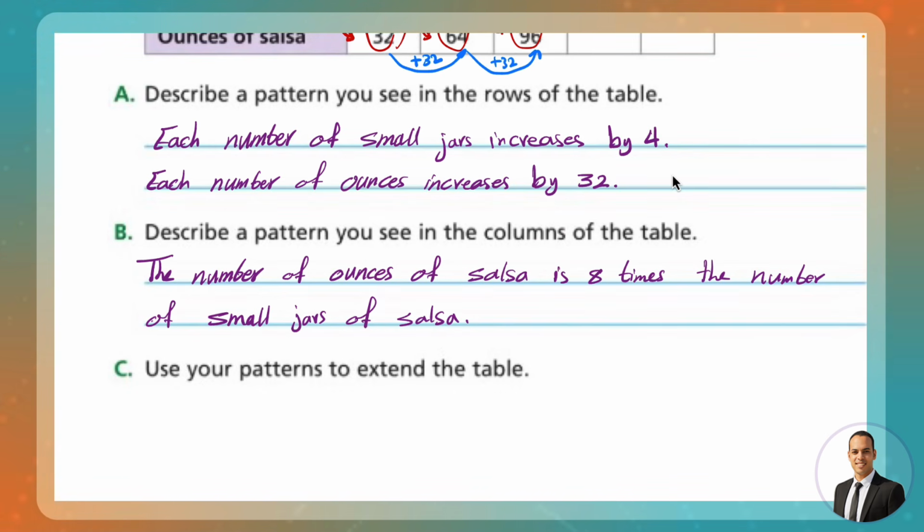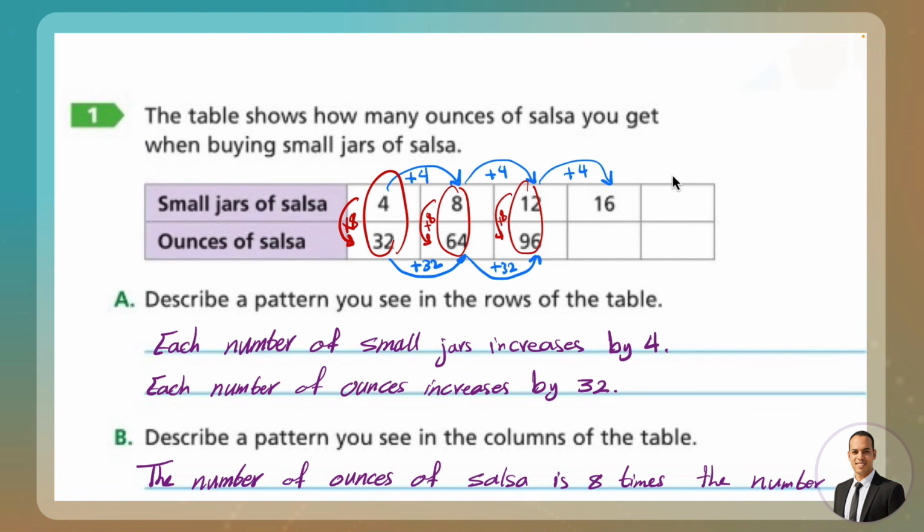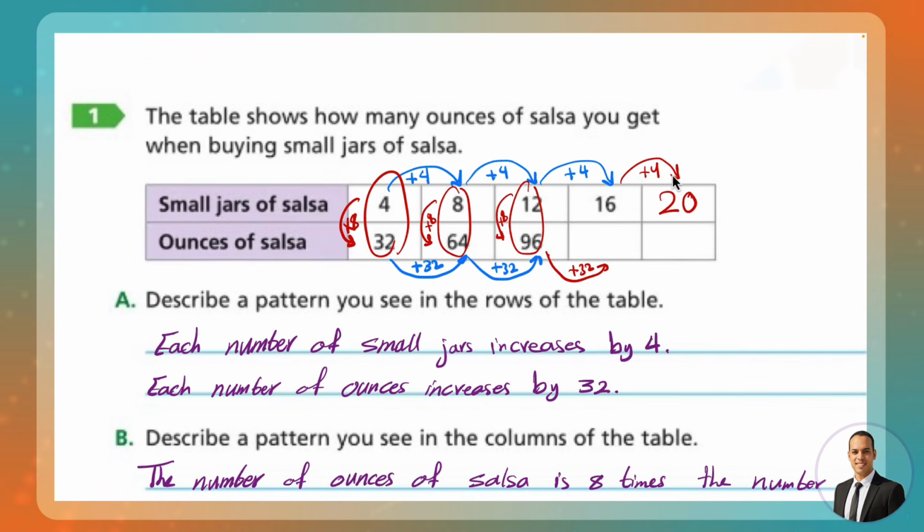Letter C, use your patterns to extend the table. So if you look at the rows here, for the first row, every time we are adding 4. So 4 plus 4 is 8, plus 4 is 12, plus 4 is 16. What about 16 plus 4? That would be 20. For the second row, we are adding 32. So we'll add 32 more to the 96, and we will get 128. You add 32 more, and you will get 160.